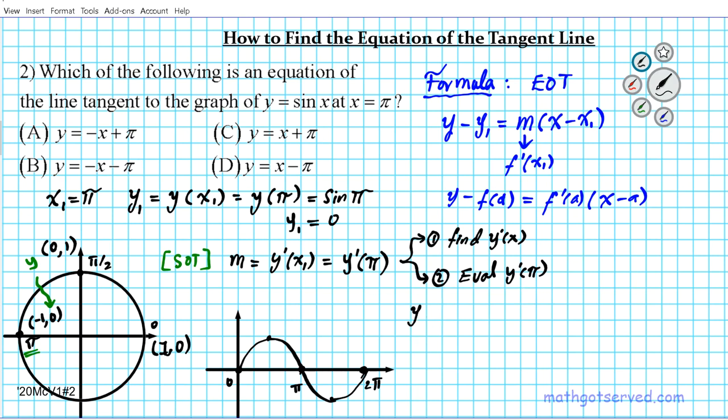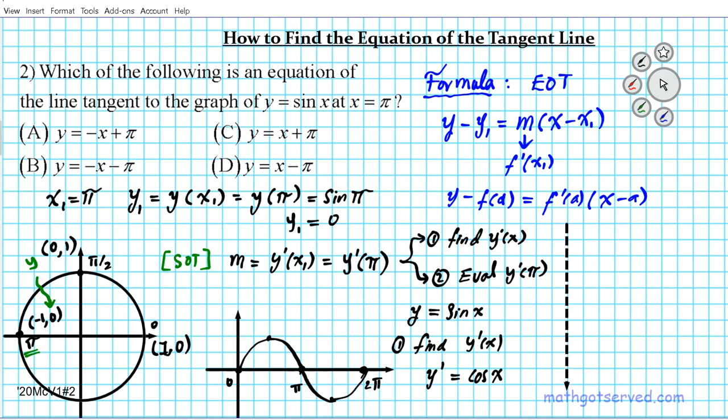So y, what is y? Y is sine x. So let's do the first part. So part one, we want to find, I keep saying f, it's the same thing. Y is the f of x. We want to find y prime. What is the derivative of sine? If y is sine x, y prime is going to be cosine x. Okay? Super. We're done with part one, which is to find the derivative.